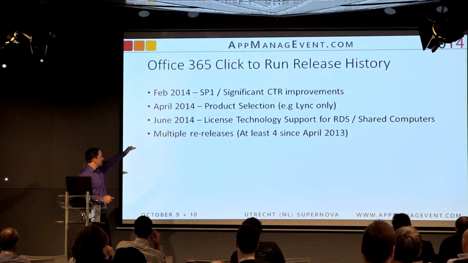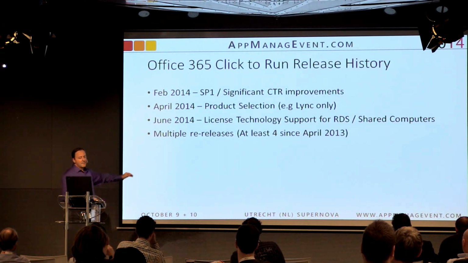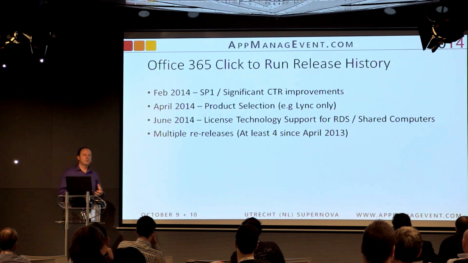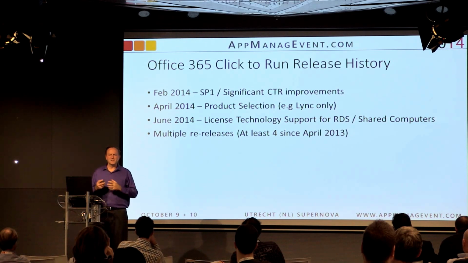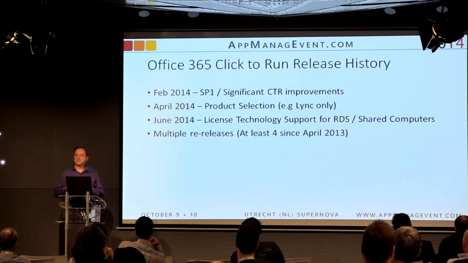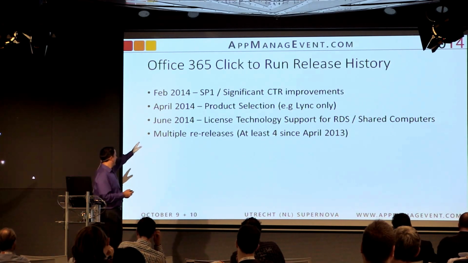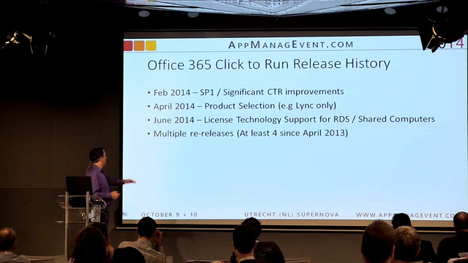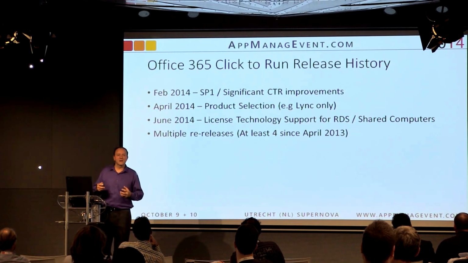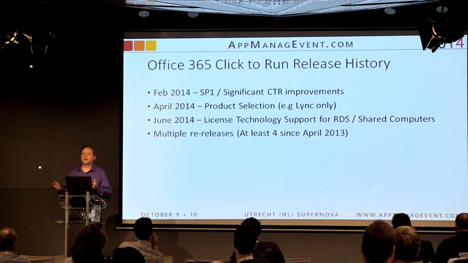Some significant release history points. In February 2014, Microsoft changed how Click to Run worked significantly. Some of the things we were seeing, we weren't in any kind of even pilot production or pilot deployment yet, there were some funky problems with getting it to run and update the way they told us it was supposed to work. After SP1, it looked a lot better. April 2014, we're allowed to add products. And then June 2014, there's licensing support for RDS, Citrix Server, and any shared PCs you have.